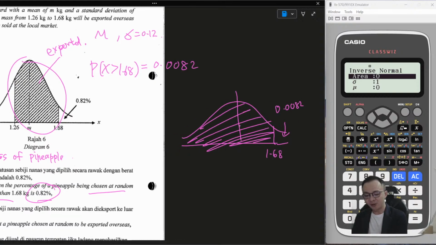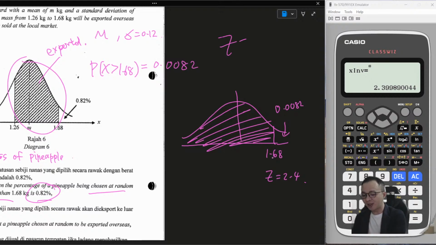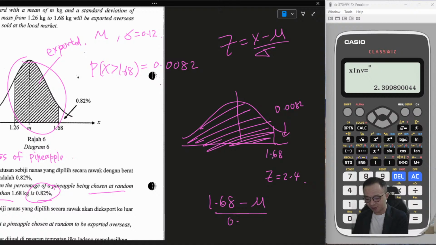Then I can easily know the other side is 1 minus 0.0082. So the z value here will be 2.4. So the z equation is what? X minus mean over standard deviation, right? You should know this. So x is 1.68 minus the mean over standard deviation 0.12 equals 2.4.